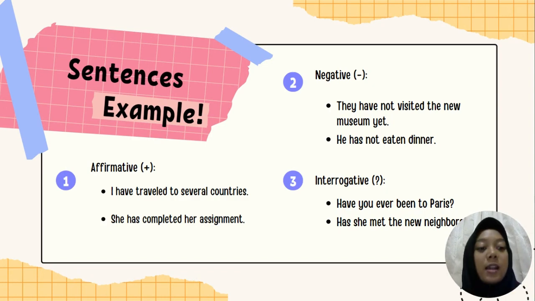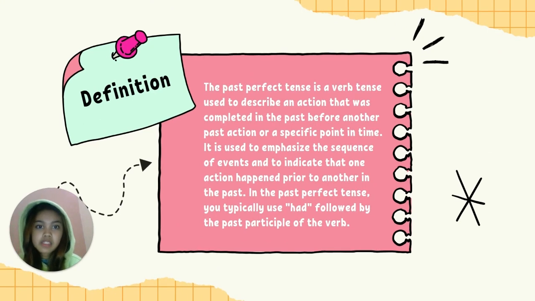Thank you. The next is about past perfect tense. The past perfect tense is a verb tense used to describe an action that was completed in the past before another past action or a specific point in time. It is used to emphasize the sequence of events and to indicate that one action happened prior to another in the past. In the past perfect tense, you typically use had, followed by the past participle of the verb.